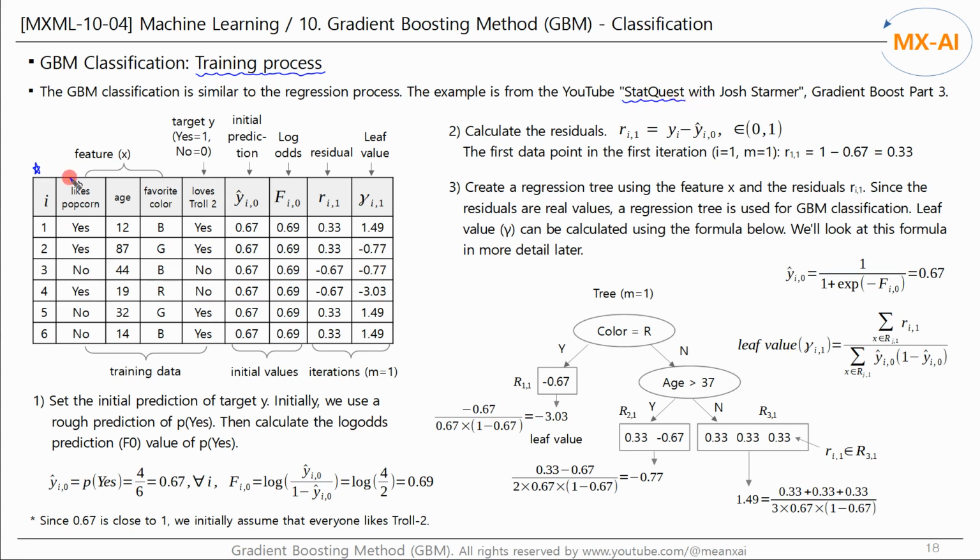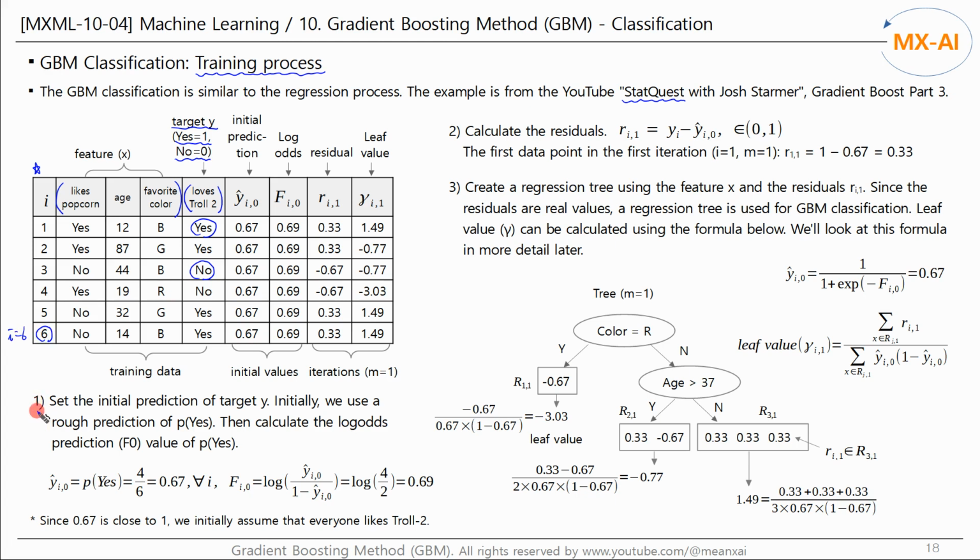The data in this example has 3 features, X, and 1 target class, Y. The target class Y consists of yes or no. This is for binary classification. Yes is defined as 1, and no is defined as 0. There are a total of 6 such data points.